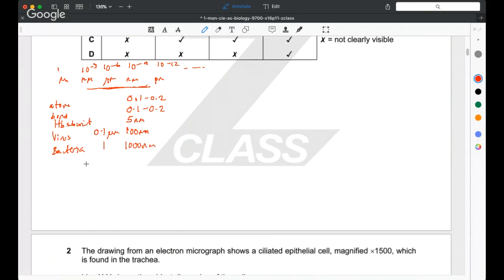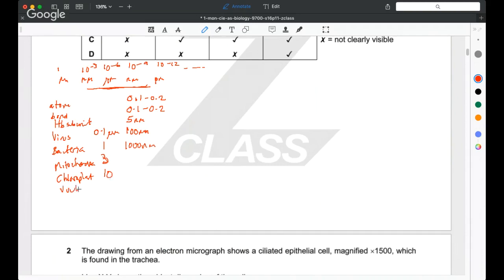Then looking at some of the organelles within a cell, a mitochondrion is going to be about 3 micrometers. Bigger than that, a chloroplast is going to be about 10 micrometers.